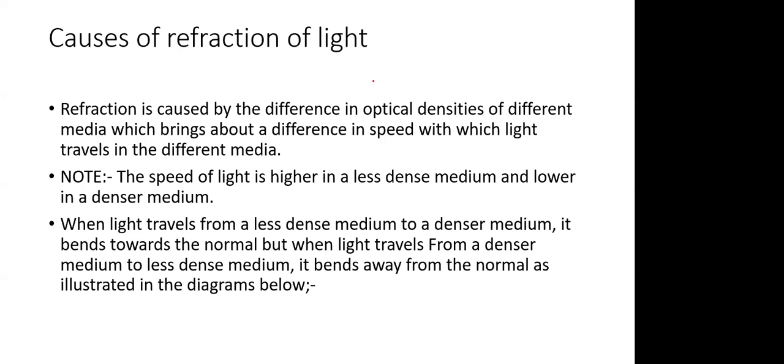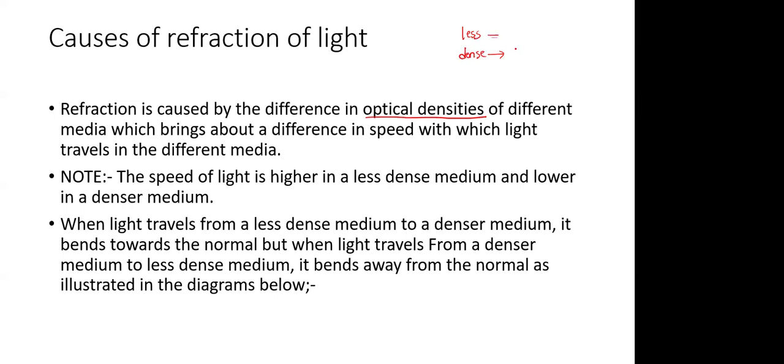Now we're asking, what leads to the change in the direction of light? What brings about the changes in the speed of light? It is because of the different optical densities. So refraction of light is caused by the different optical densities. Light is always refracted differently in each of the mediums. When light is moving in a less dense medium, it will travel very fast. When light is moving in a denser medium, it is always going to travel at a very slow pace.